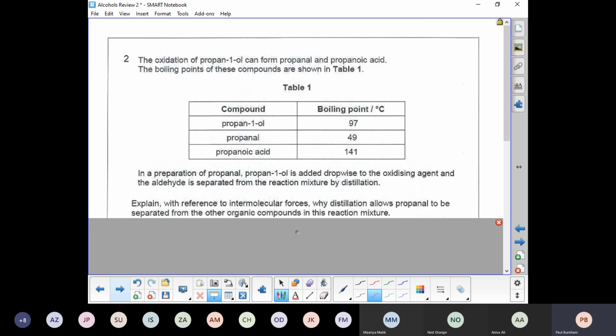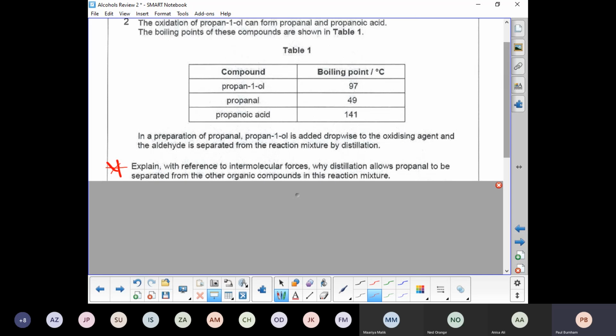Now, question 2 in this Alcohols Review 2 booklet focuses now on some physical properties. We've got some data in a table, and of course, we've got the question. Now, I'll go straight for the question here. Explain, with reference to intermolecular forces, why distillation allows propanol to be separated from the other organic products. The other organic products, of course, are in the context of oxidation of this alcohol, where propan-1-ol could form propanoic acid. And in fact, I would expect a reaction mixture containing these three compounds, and distillation is good for removing the propanol.